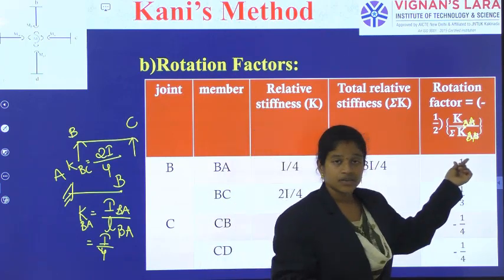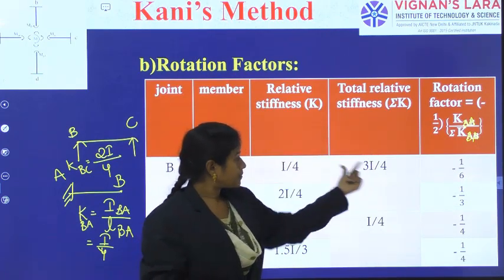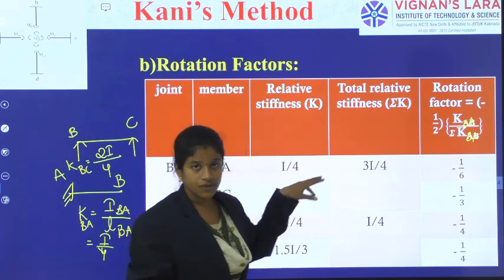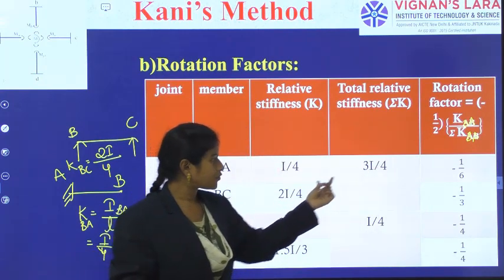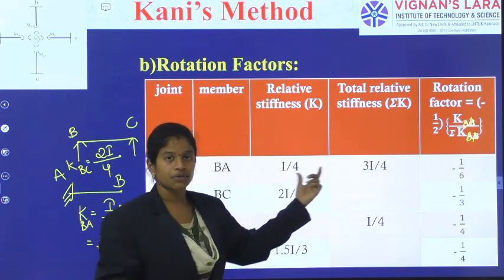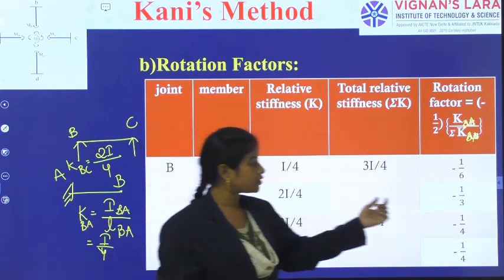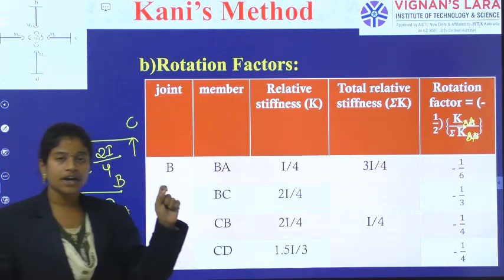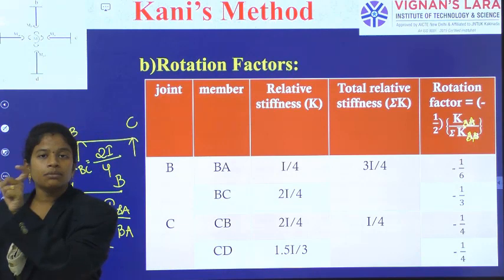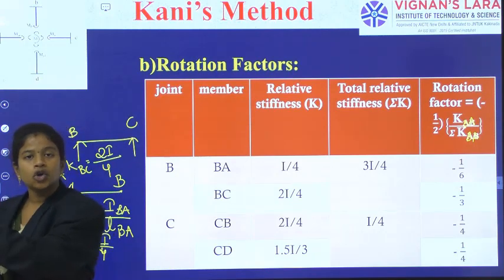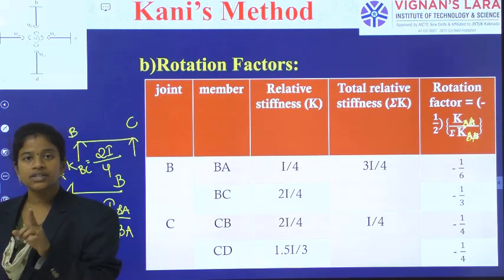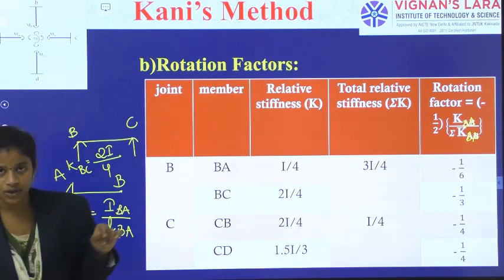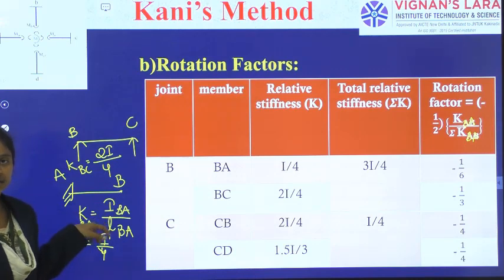So minus 1 by 6. See here, my I by 4 by 3I by 4 into minus 1 by 2, that's why minus 1 by 6. Again, 2I by 4 by 3I by 4 into minus 1 by 2 is minus 1 by 3. In this way we have calculated for the joint B members, using the stiffness and total stiffness, rotation factor minus half times stiffness of the member by total stiffness. Similarly for the next joint, which is joint C.